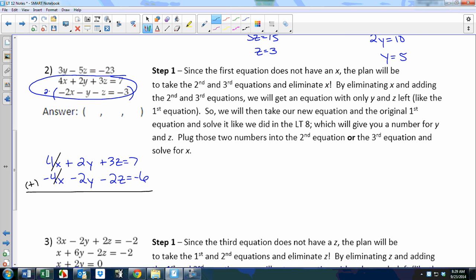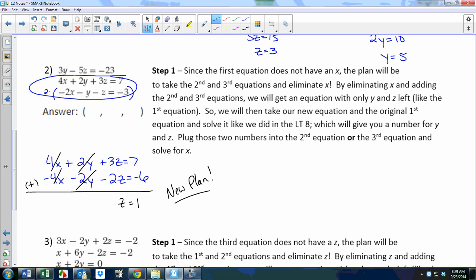Wait a minute. What's happening? X eliminated, but so is y. So all we've got left here is z equals 1. So we had a plan. We planned on eliminating x and then doing a learning target 8. But now we've got z equals 1. New plan.